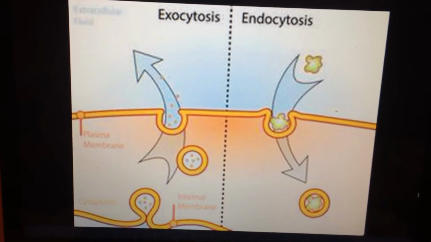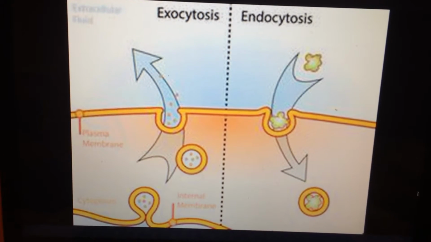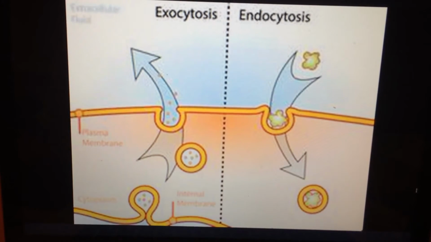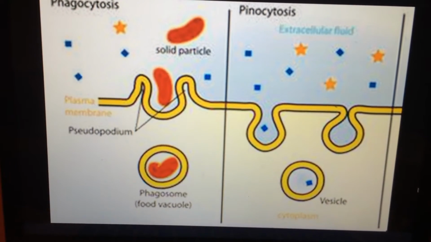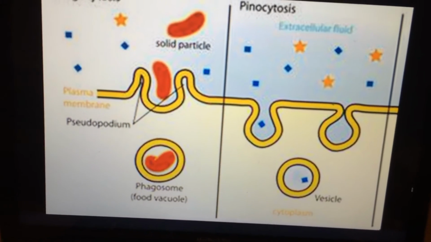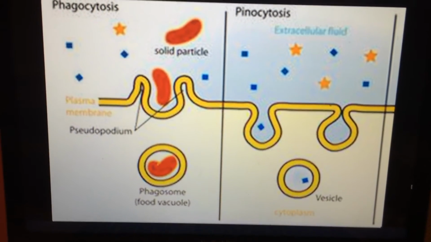Endocytosis. Endocytosis is a process by which cells can take in large particles and deposit them into the cell. There are two subcategories of endocytosis: pinocytosis and phagocytosis. Pinocytosis brings liquids into the cell, while phagocytosis is responsible for transporting large particles or other solids into the cell.